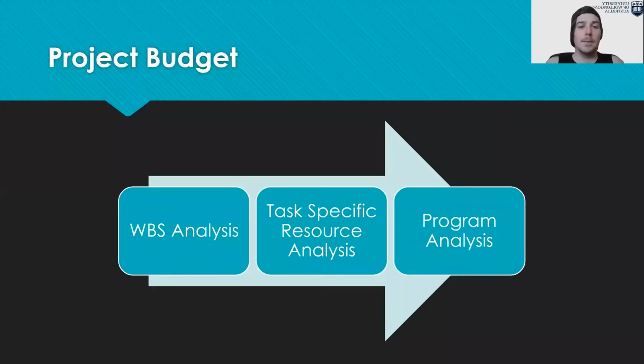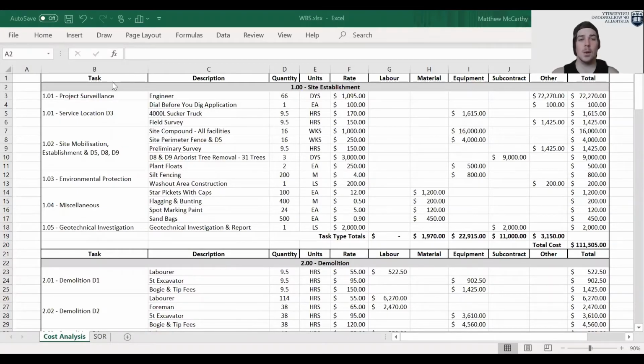Hey guys, my name's Matt and I did the project budget or the cost analysis. Basically the way I've done this is I've just looked at the work breakdown structure and broken that up further and made it into a cost estimate. So this here is the cost estimate. What we have is the task, the specific items within the task, quantity, the units and the rate. Then I've broken it down into labour, material, equipment, subcontractor or other.